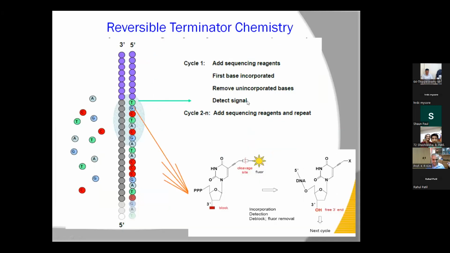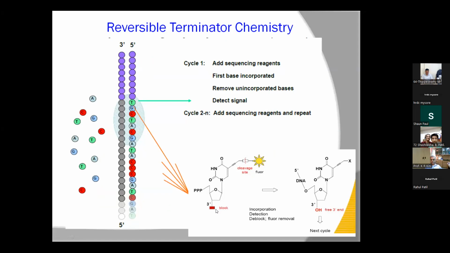So what happens? The sequencing chemistry here is what we call reversible terminator chemistry. So you add the sequencing reagents, and the first base gets incorporated. Then you remove any unincorporated bases, and you detect the signal. So for every base, there is a particular fluorescent tag attached for each of these nucleotides, 4 nucleotides, 4 colors. And on the 3' side, there is a block. Remember, the reaction happens, the 5' is attached, 3' will be free. So the 3' is blocked for every nucleotide.